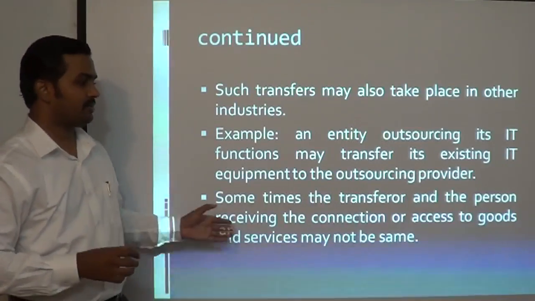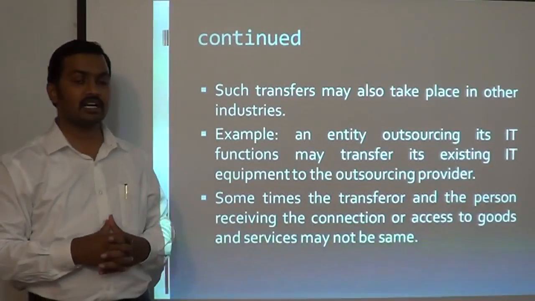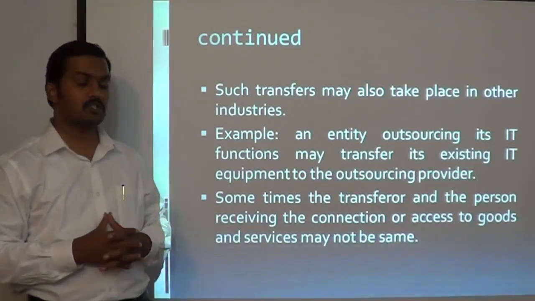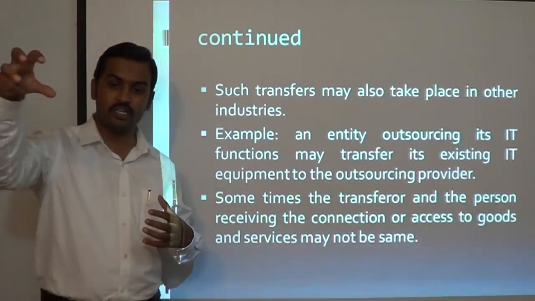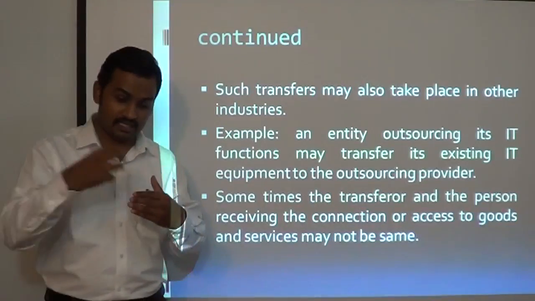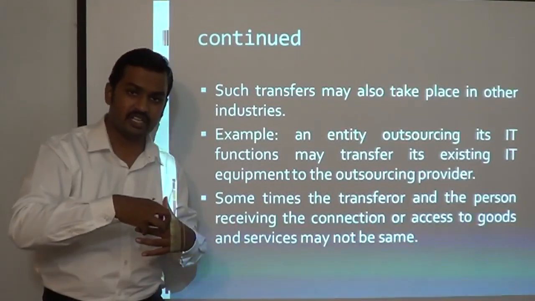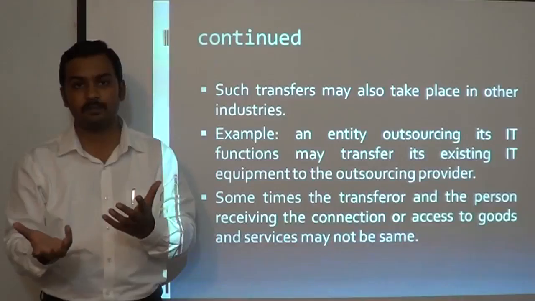Sometimes the transferor and the person who is receiving the connection or access to goods and services may not be the same. Sometimes what may happen is the party who is transferring the asset to the entity and the customer who is ultimately going to receive benefits in exchange may not be the same. So you can have third parties as well.